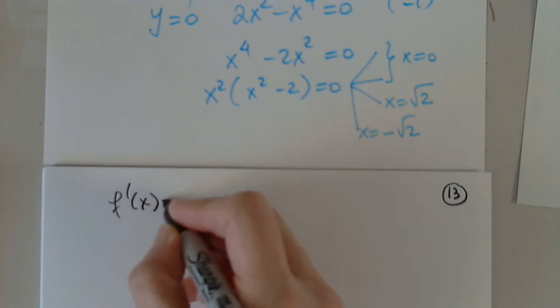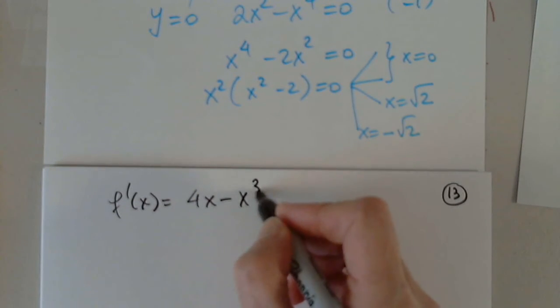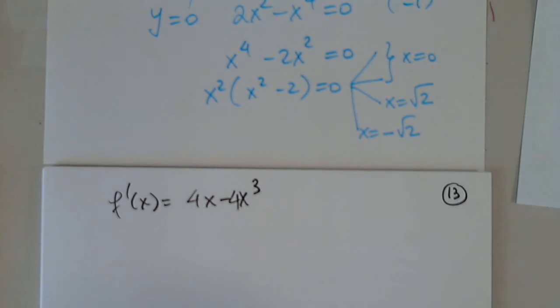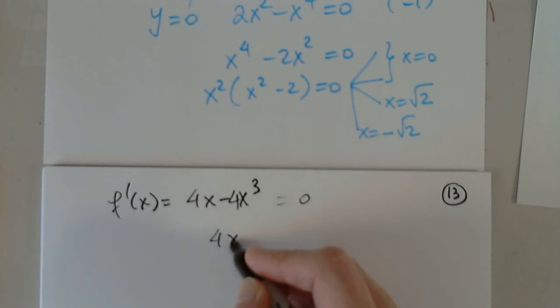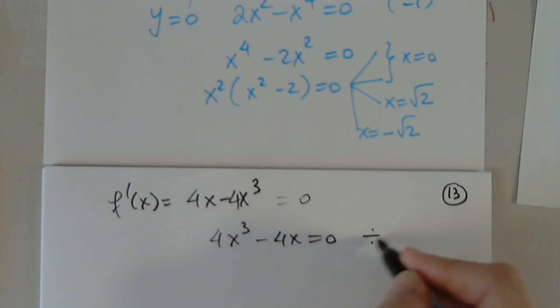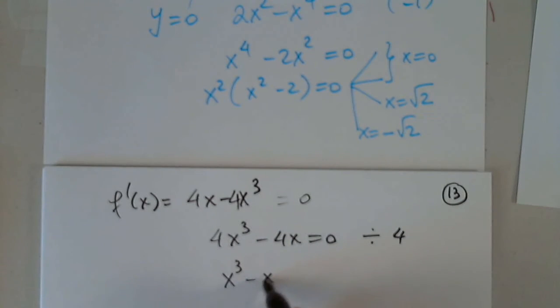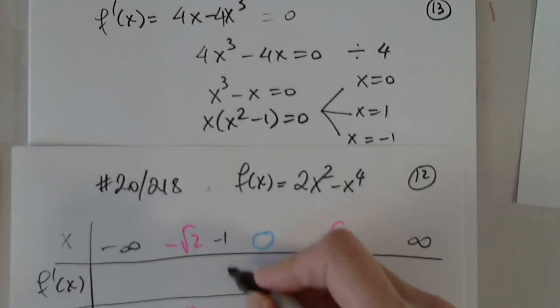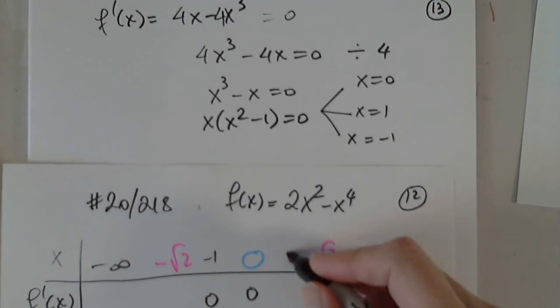So f prime of x is 4x minus 4x to the third. And when I set this equal to 0, I will have 4x cubed minus 4x equals 0, and I'll divide by 4. X cubed minus x equals 0, or x squared minus 1. And here are the 3 critical numbers. X equals 0, x equals 1, x equals negative 1. I have to squeeze them in the table. Okay. Negative 1 is here. 0 and 1.